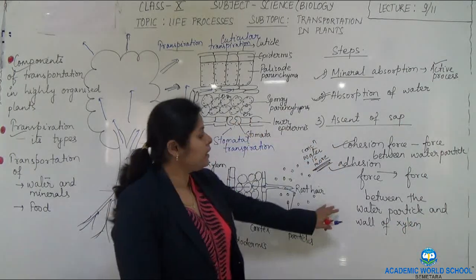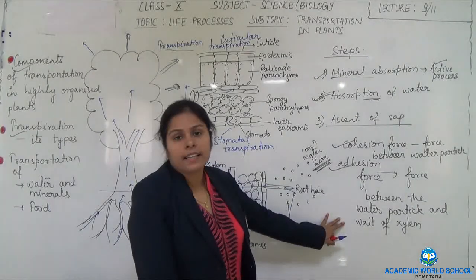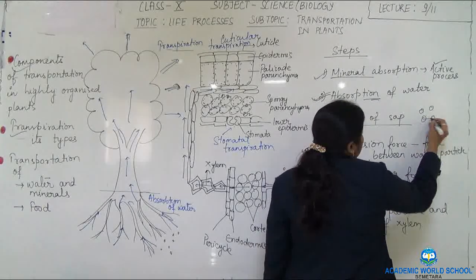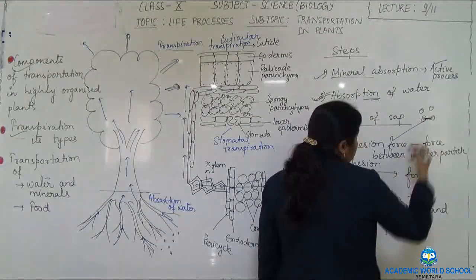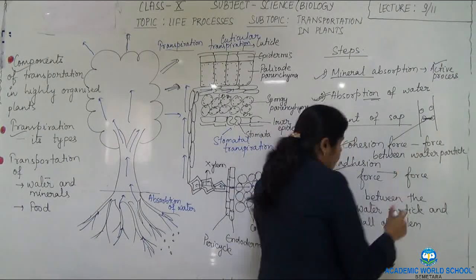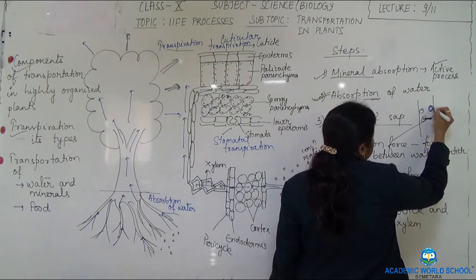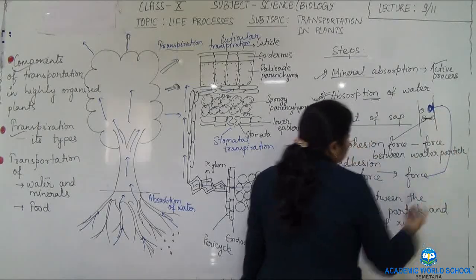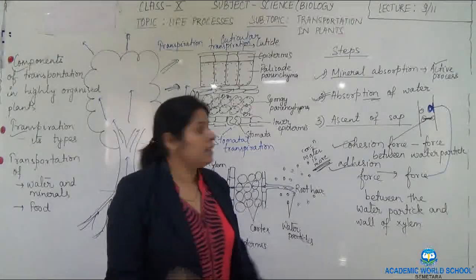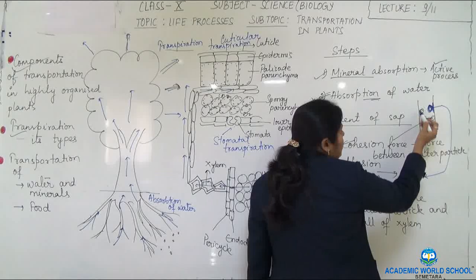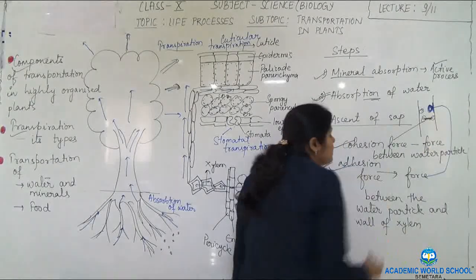Here, the main conducting component which we read is the tracheids. So, suppose this is the water particle, the force between two water particles is the cohesion force, and this water is traveling in a tube-like structure, the tracheids. So there is a force again between this water particle and the wall of the xylem vessel. So this force is adhesion force. The force between two water particles is cohesion force, and the force between the water particle and the xylem vessel is adhesion force.